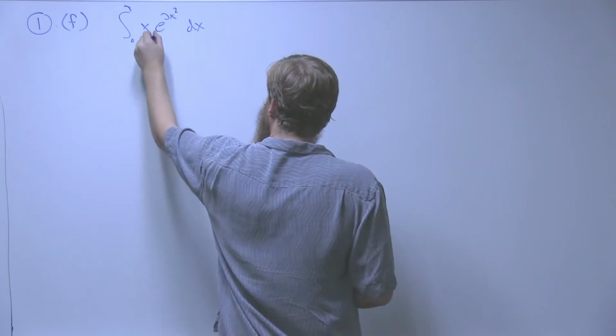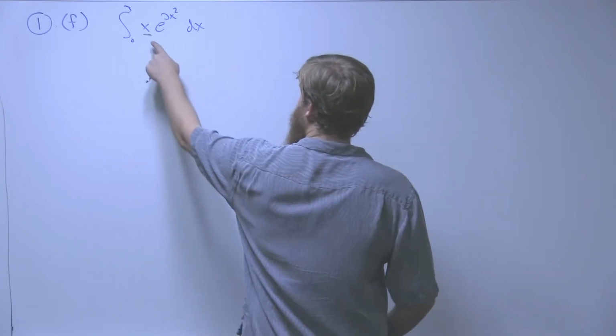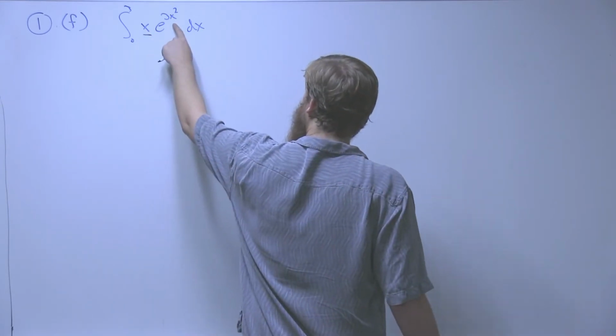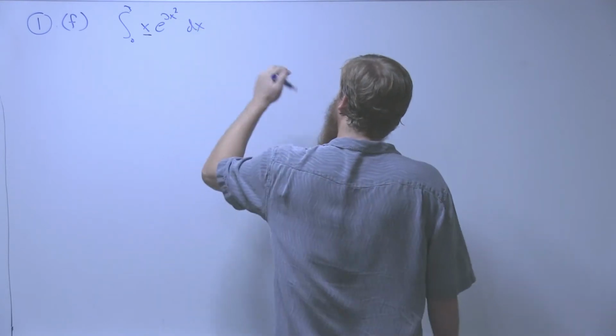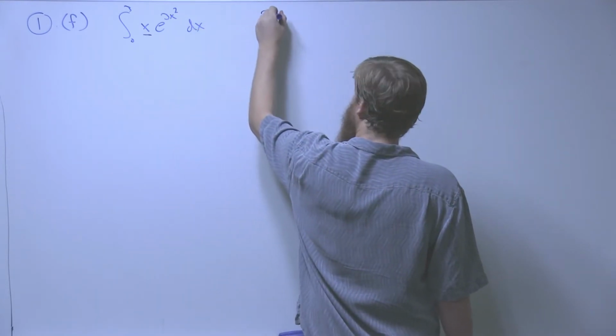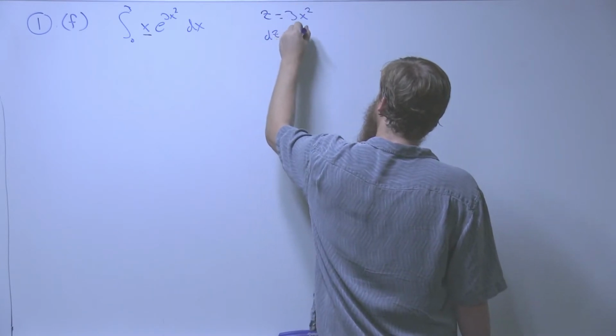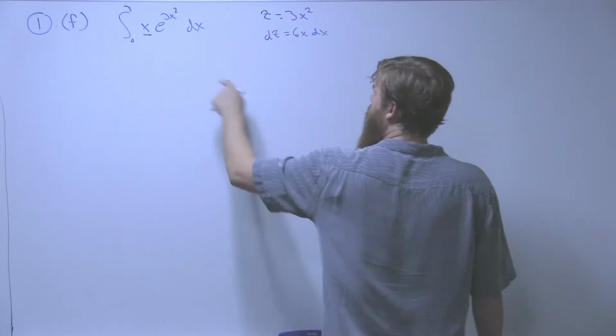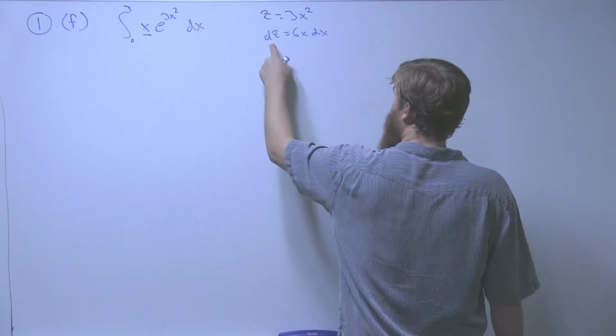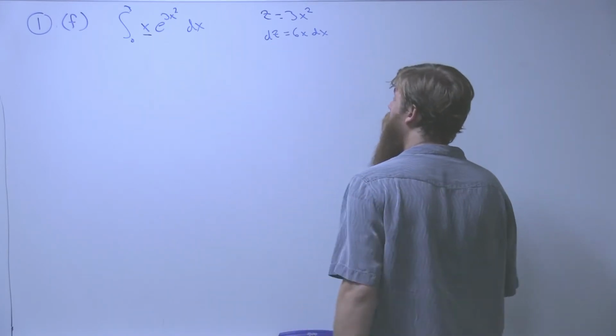But in our case, we have this little guy to help out. Notice that this guy is a constant multiple of the derivative of the exponent here. So if I make a substitution, let's say z equals 3x squared, then dz will be 6x dx. So this x dx is a constant multiple of dz, means we can make this substitution go.